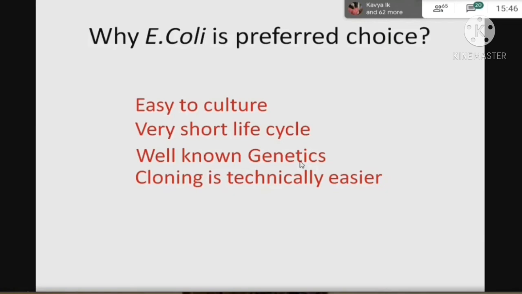Recombinant protein means when we use recombinant DNA technology and we produce the protein using that recombinant DNA technology, we call it recombinant protein. Or in case your organism is bacteria, we call it recombinant bacteria. Genetically engineered bacteria we can also call recombinant bacteria.